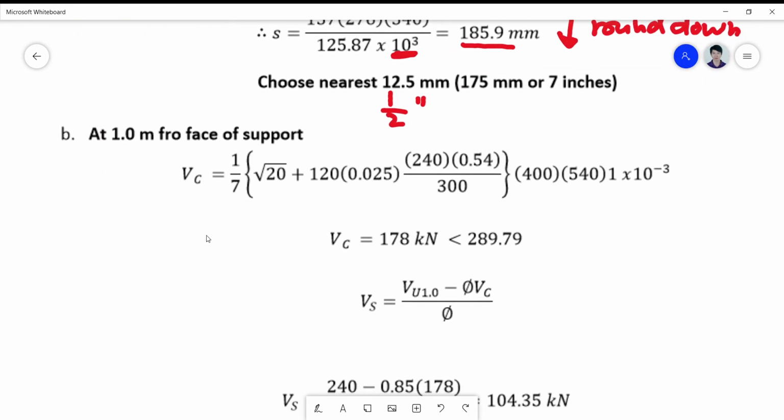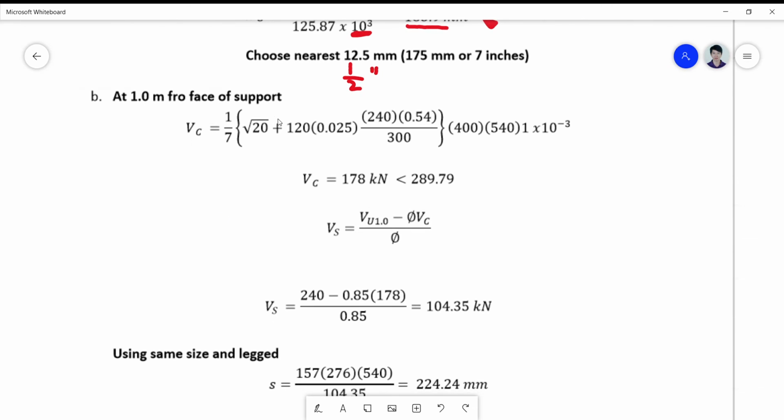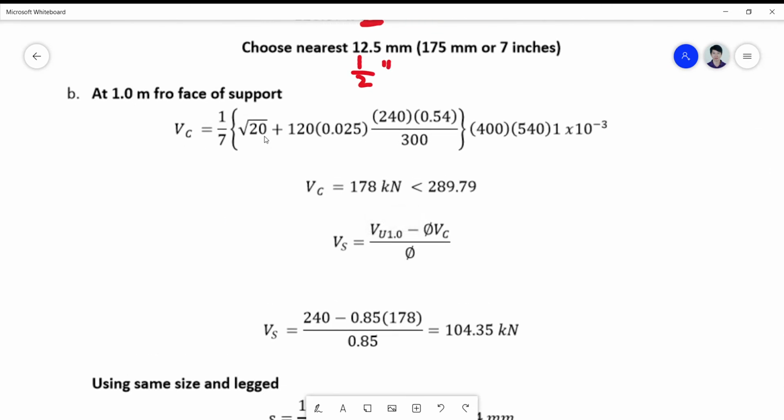For 1 meter from the face of the support, everything is the same, only the difference is the values. So this is 1 over 7 square root of 20. What changes here is your Vu. This is your Vu at 1 meter.